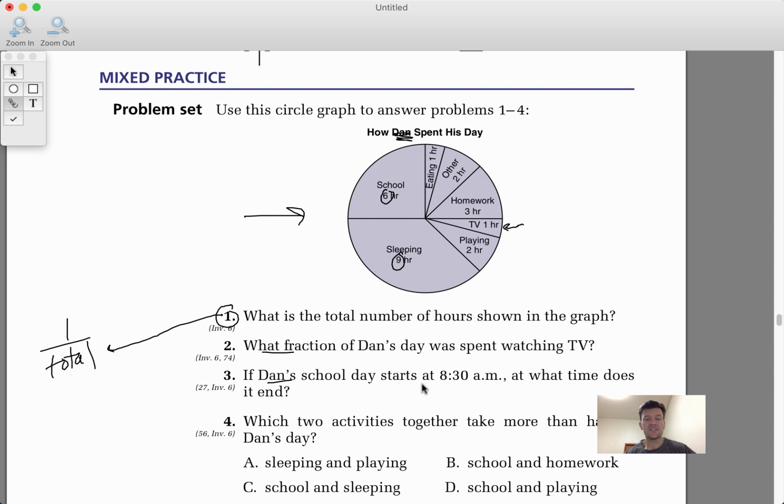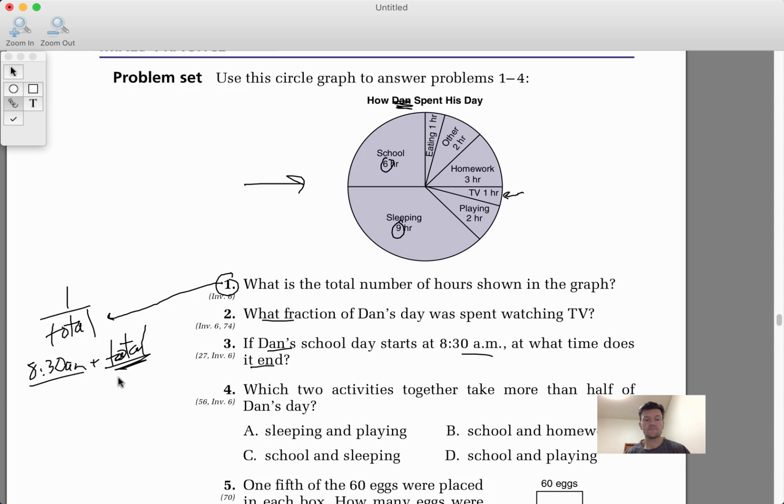So after you found the total from number 1, that total is going to go there in the denominator. If Dan's school day starts at 8:30 a.m., what time does it end? So if it started at 8:30 a.m., then you're going to have to add on the total hours you already calculated. Okay? Add on those total hours starting at 8:30. So use your timekeeping ability in order to figure out when his day ends.